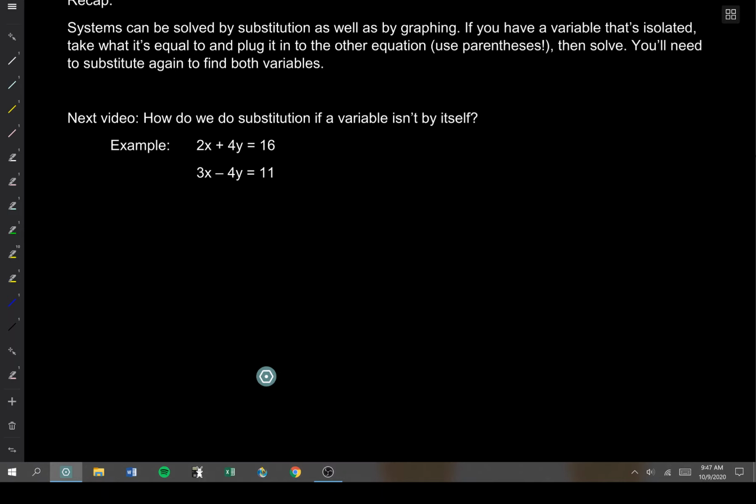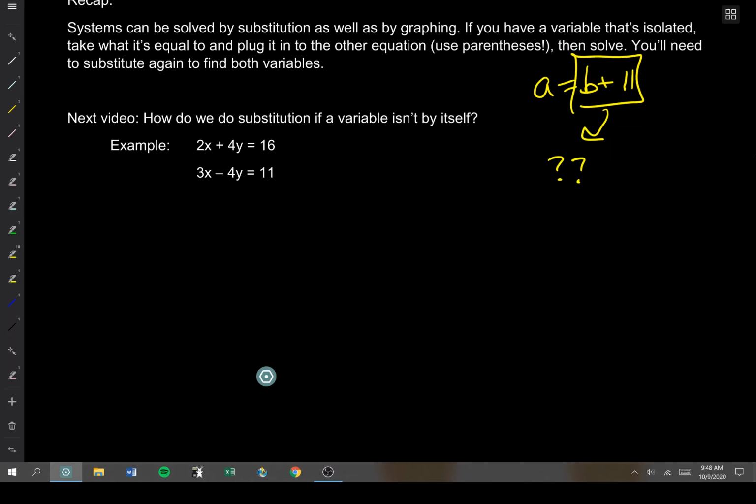Systems can be solved by substitution as well as by graphing. If you have a variable that's isolated, meaning it's already by itself, take what it's equal to and plug it into whatever your other equation is. Use parentheses to make sure you do your distribution correctly and to take care of negatives. Solve and check. You'll need to do substitution twice. Like first you find what A is, then you plug it in to find what B is.